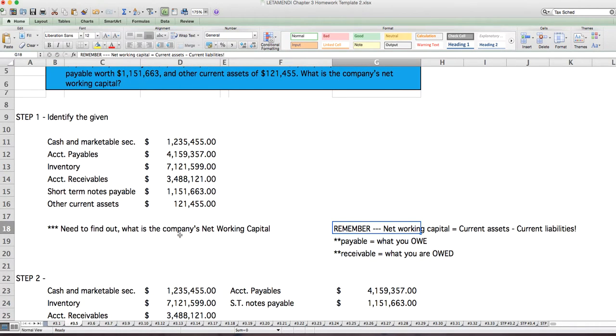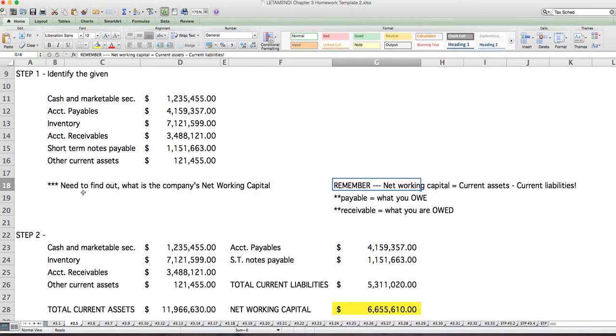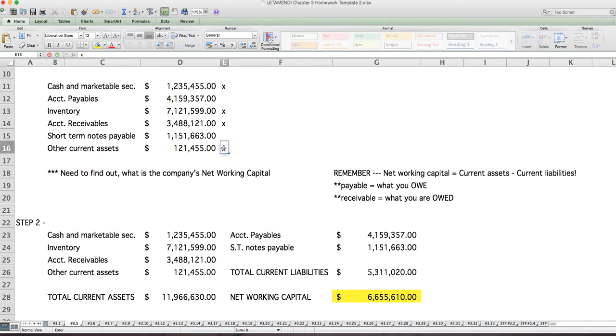Okay? So now the second step here is that we take what's given, right? Cash and marketable securities, we can bring it down. We have inventory also, right? So we can cross that off, we move it down. Accounts receivable, 3.4 million, we can take that out. And other current assets, right, is 121, right?